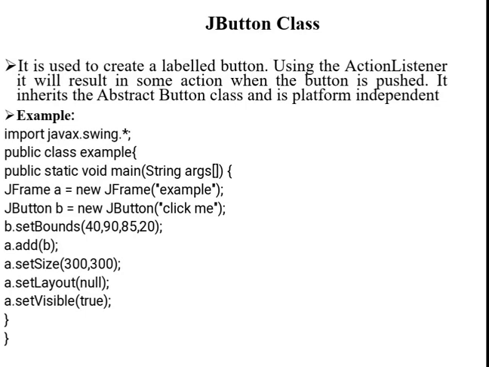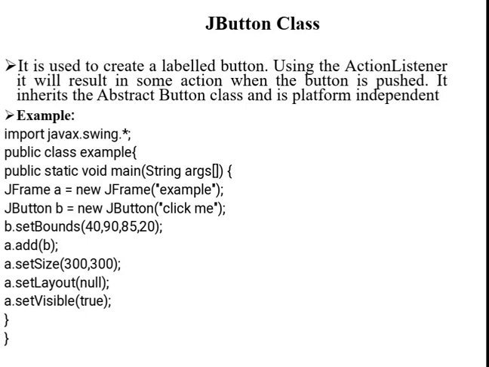Next component is the JScrollBar class. It is used to add the scroll bar, both horizontal and vertical. The JScrollBar class is used to add the vertical and horizontal scroll bar in a frame. Let us consider an example of how we can use the JScrollBar class.